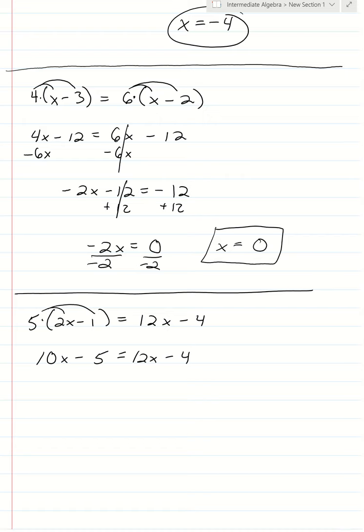Step 1 is done. Step 2, let's get that variable on one side. I am going to subtract the 12x over. 10x minus the 12x would leave us with a negative 2x minus 5 equaling, on the right side, 12x minus 12x. That cancels, leaving us with a simple negative 4.